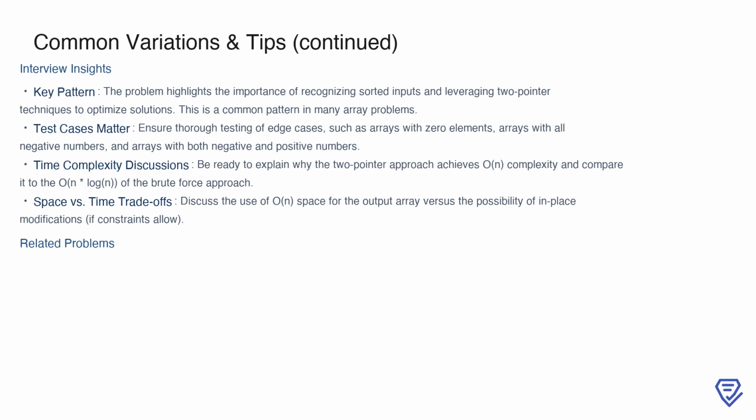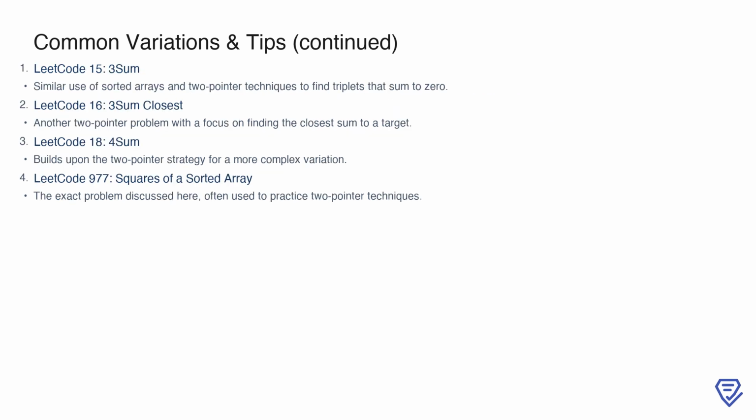Be prepared to explain the time complexity of your approach. Specifically, you should highlight how the two-pointer method achieves O(n) complexity compared to the O(n log n) of brute force sorting. Finally, discussing the trade-offs between time and space complexity is valuable. For instance, explain the use of O(n) space for the result array and whether in-place modifications are feasible under given constraints. This problem connects to several related problems that also use two-pointer techniques.